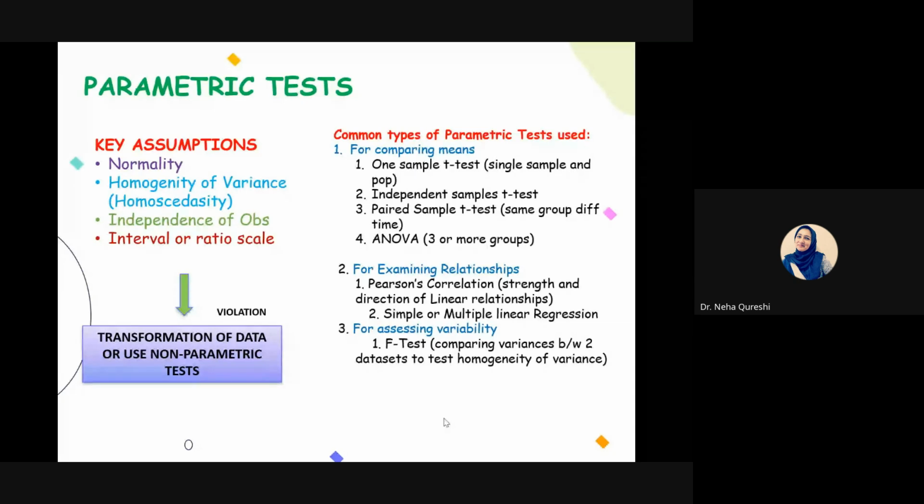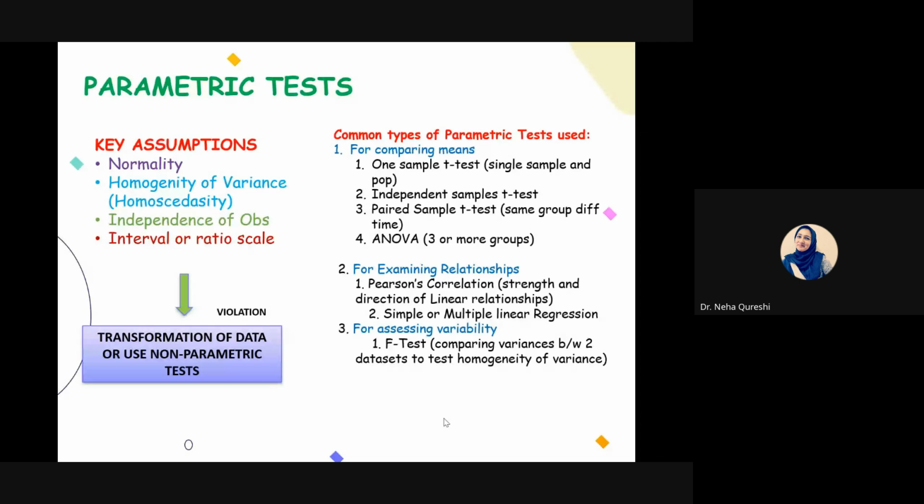Then independence of the observations, and we use interval and ratio scales. As I said before, these are powerful tools to use. And if all these assumptions, or any one of them, is violated, then either you have to transform the data or use non-parametric tests.